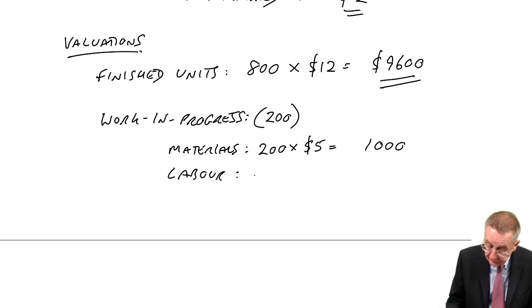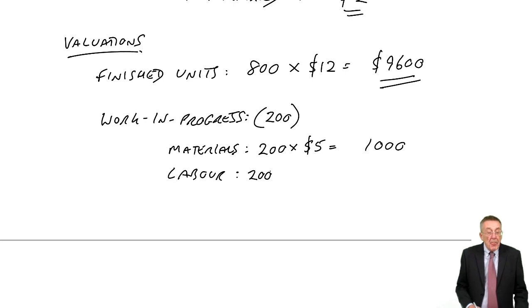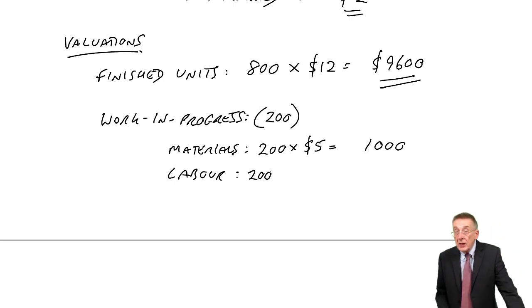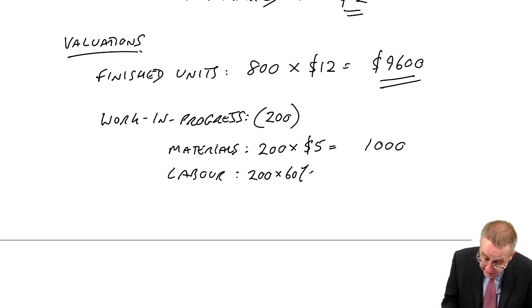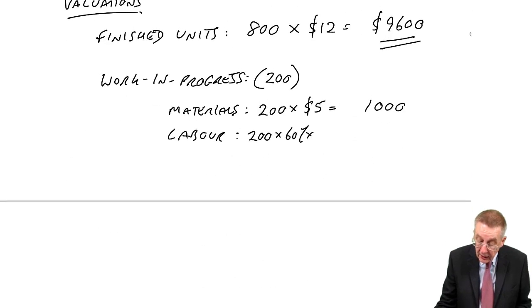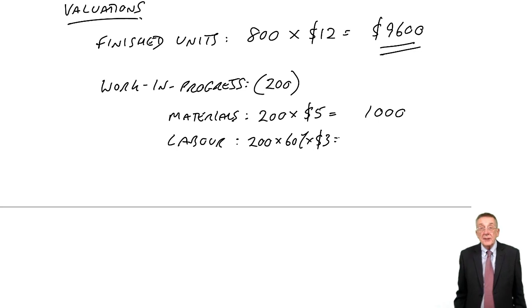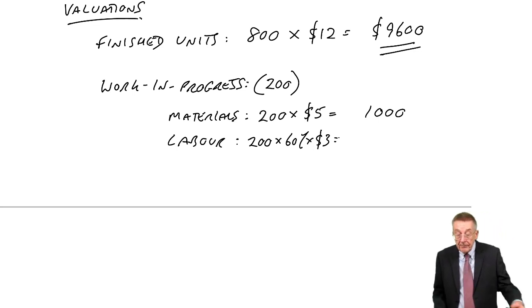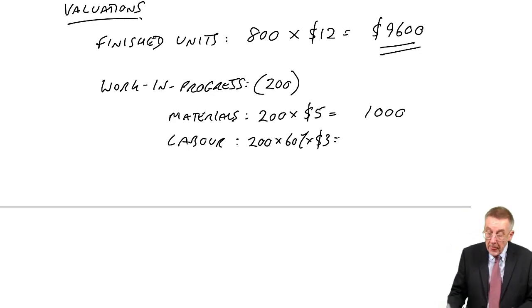But what about labour? There were 200 units in work in progress, but they've only had 60% of the work done, and so we'll only value them at 60% of the labour cost, and the labour cost was $3 for a full unit. So if a full unit is $3, well, if it's 60% work, they'll value at 60% of 3. So what does that come to? 200 times 60% of 3 is 360.